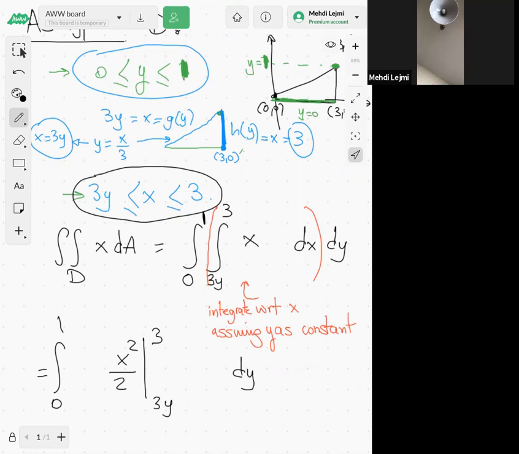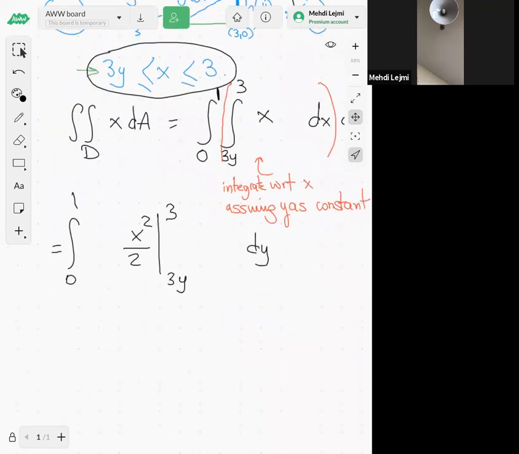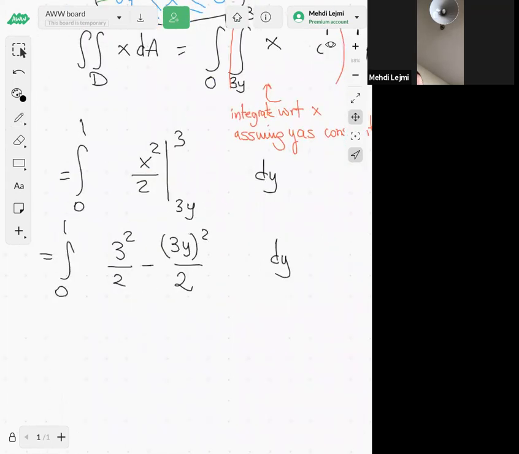Right. So then you substitute x with 3 first. So this is an integral from 0 to 1. So 3 first, we're going to have 3 squared over 2 minus, and then you substitute x with 3y. So that's 3y squared over 2, dy. Okay. So it's 9 over 2. So this is the integral from 0 to 1 of 9 over 2 minus 9 over 2 y squared, dy.